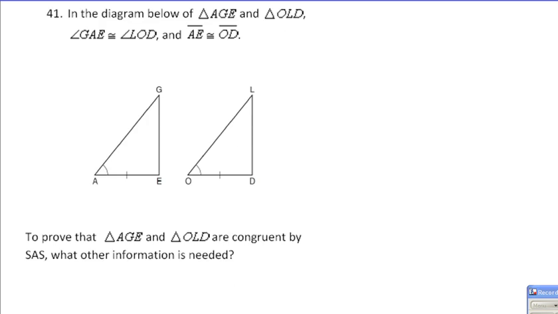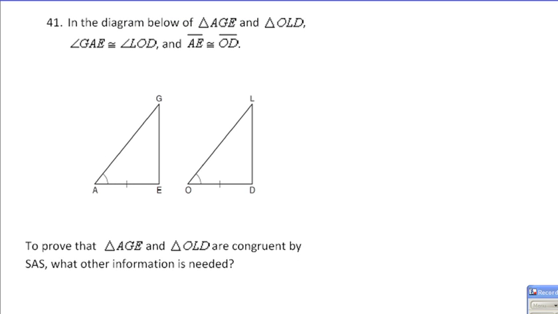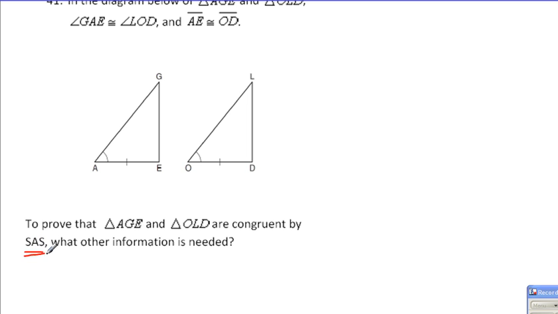All right, so we have two conditions that are already given. What other information do we need in order to have SAS? Now, this one is already S, and this one is A. That means the other S has to be on the other side of the congruent angle. So we have to have these two sides equal to each other. So the answer must be AG congruent to OL. That must be our answer for this question.